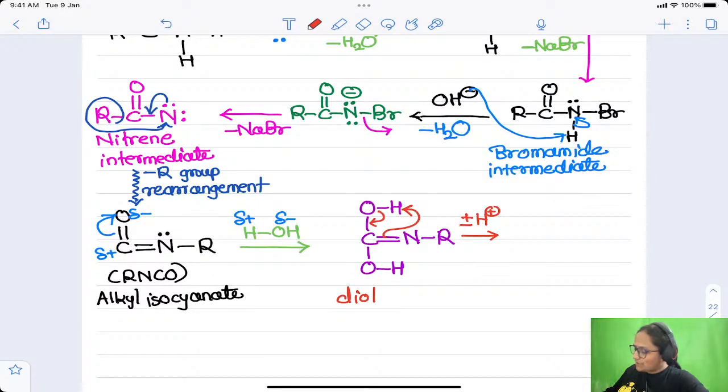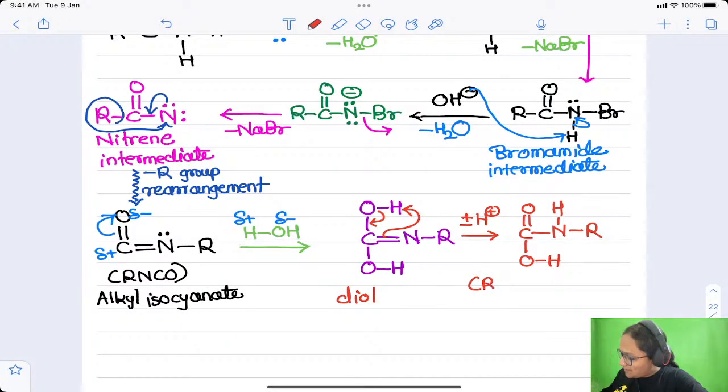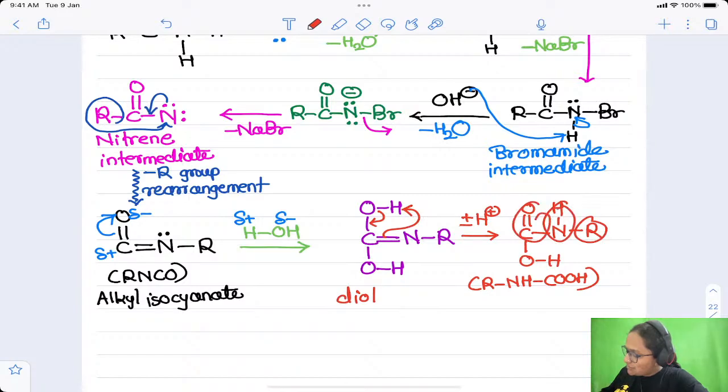After this, let us see what we are getting. It will be C double bond O. This will be OH only. Then this will be NH, right? H is shifted from O to N, and then this is R. This is also written as R NH COOH, right? You can see R NH COOH. And this is called carbamic acid. So this is another intermediate produced in this reaction, carbamic acid.